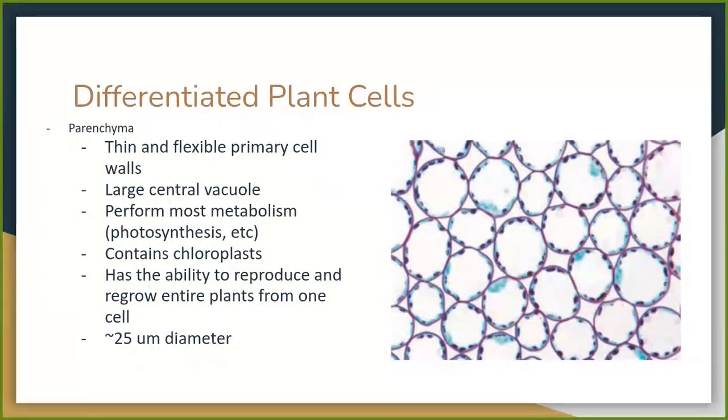Parenchymal cells do retain their ability to differentiate into different types of cells. So for example, if a plant got injured, like I cut its leaf off, then the parenchymal cells are able to differentiate and then reform. And so it's possible that you're able to regenerate an entire plant using just one of its parenchymal cells.